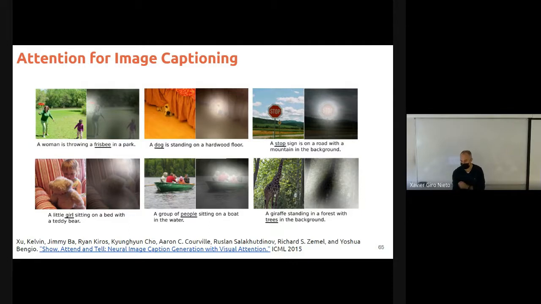There are a few more over here. For example, a woman is throwing a frisbee. When it produces frisbee, it focuses on this part. That's where the frisbee is. A dog, okay, the dog is here, standing on a hardwood floor. So the image refers to the word that is underlined. A stop sign. This is nice. The giraffe is standing in the forest with trees. When it produces trees, it really seems like it's attending to the trees, not to the giraffe. People sitting on a boat in the water, a little girl sitting on a bed with a teddy bear.